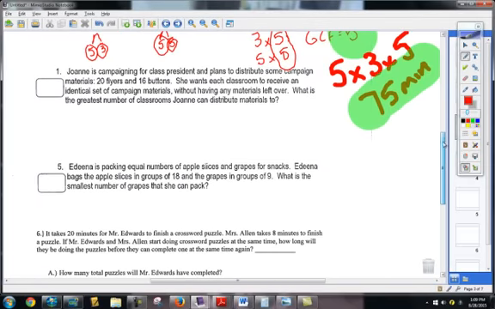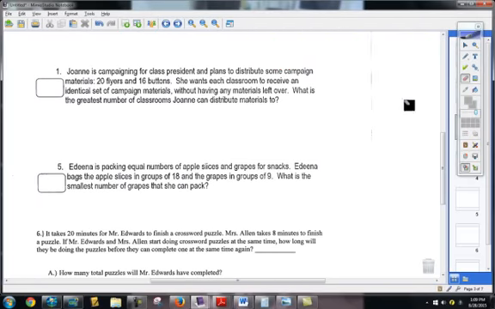Okay? Next one. Read through it real quickly here. Joanne, or Joan, I'm not sure which, Joan, I'm going to go with, is campaigning for class president and plans to distribute some campaign materials. She wants to distribute 20 flyers, underline that, and 16 buttons. She wants each classroom to receive an identical set of campaign materials without having any materials left over. What is the greatest number of classrooms Joan can distribute the materials to?